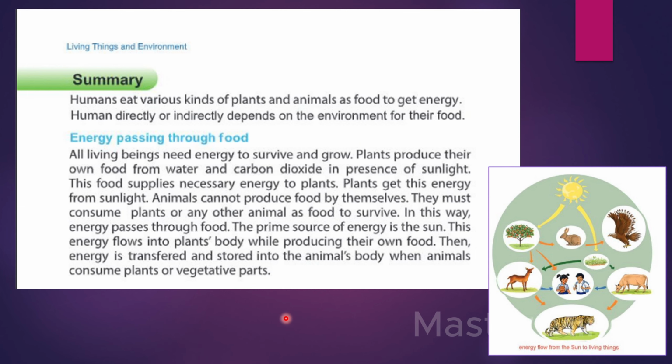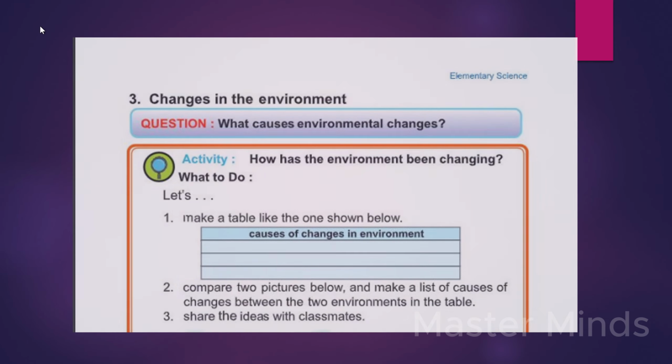Going to the next task. Task 3: Changes in the environment. Question: What causes environmental changes? Activity: How has the environment been changing? So we have to answer this activity by drawing or making a table like this one. So let's see the answer.